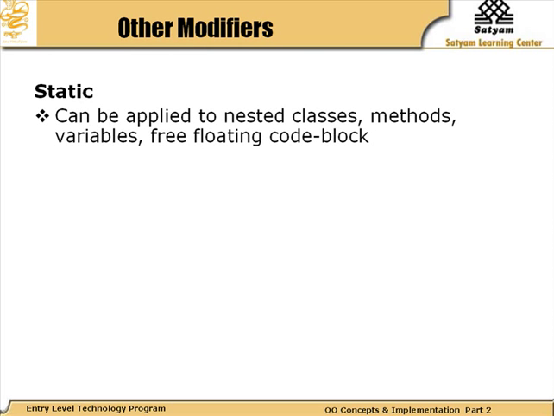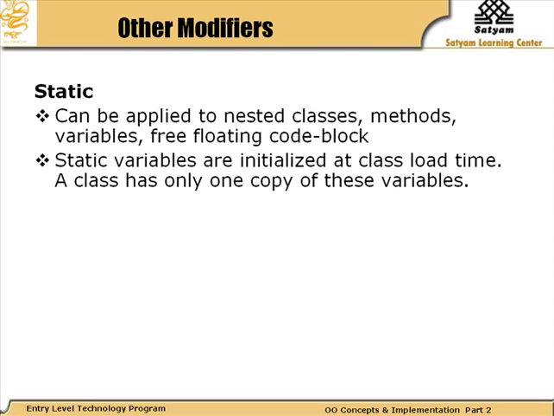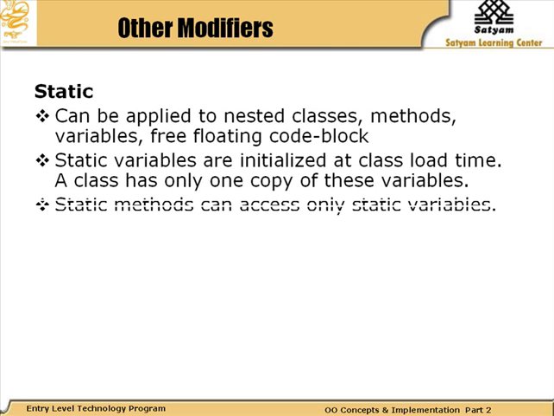Static modifier can be applied to nested classes, methods, variables, free-floating code blocks, also called static blocks. We have already seen an implementation of static modifiers or static members. Static variables are initialized at class load time. A class has only one copy of these variables. Static methods can access only static variables.